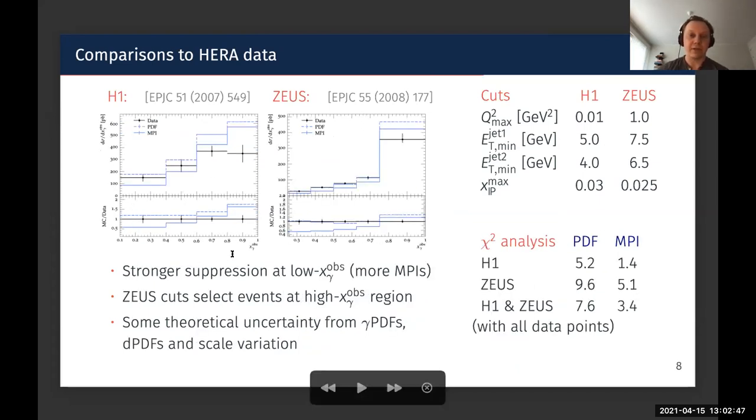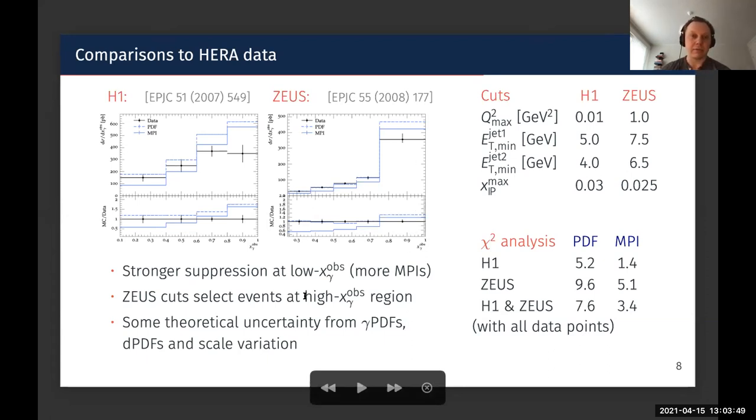Here is another comparison, now as a function of this x_gamma observed, from H1 and ZEUS. First of all, we clearly expect stronger suppression here at lower x_gamma observed values because we have more remnant energy for them. But also, if we need less energy or momentum for the actual jet production, there is more energy still available for additional interactions. So there is a larger impact from the MPI rejection. Another thing that we can see from this comparison is that the ZEUS cuts for the dijet energies really focus the cross section to this high x_gamma region, where there is really no room for MPIs anymore, since most of the energy has already gone into the production of these jets.